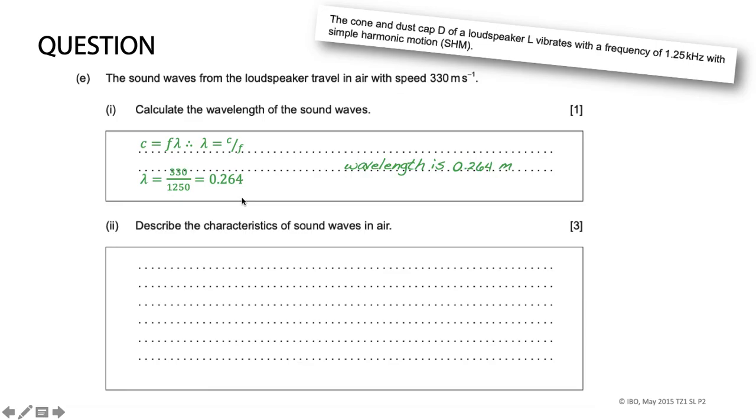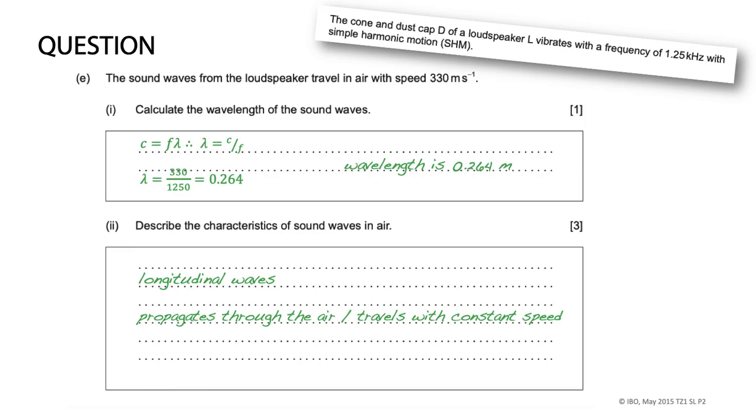Describe the characteristics of sound waves in air. 3 marks. You're looking for 3 different things here. There are a few things you could answer here, but what the mark scheme in particular is looking for is firstly the fact that they're longitudinal waves, which I think is a pretty good answer. That they travel through the air, travels with constant speed.